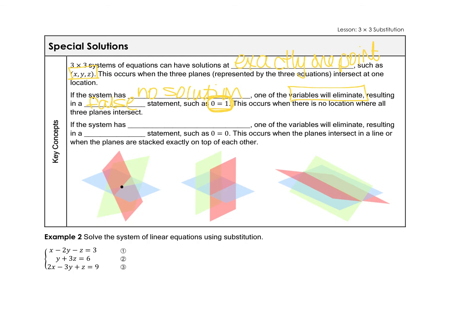If the system has infinitely many solutions, one of the variables will eliminate, and it will result in a true statement. An example would be 0 equals 0. That's true. Infinitely many means they have every single point in common, so it's stacked exactly on top of each other. Basically it's the same exact line.